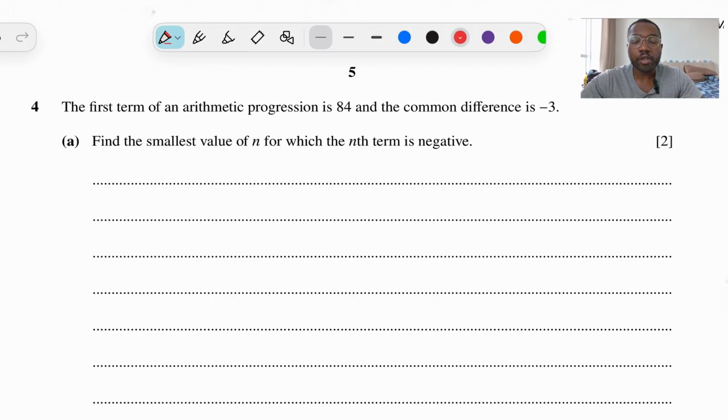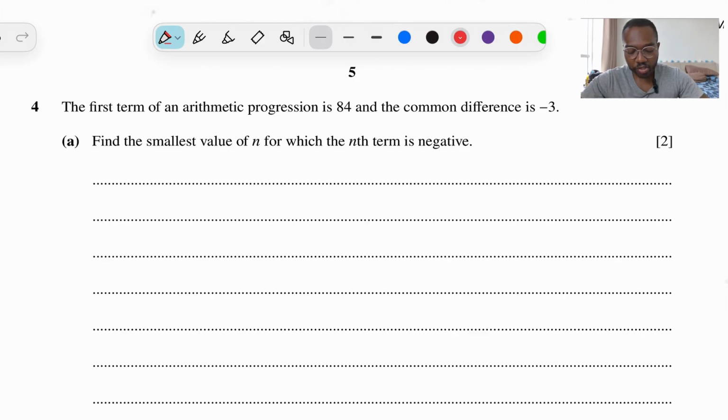But you'd be wrong. Because be careful, remember, the first term in this is 84. So it wouldn't just be 28. The 29th term would actually be 0. Therefore, the 30th term would be the first negative term. But this is why I think even with these questions, even though it seems fairly simple, still write out the equation of an arithmetic sequence first, and then from there, it will always just be easier for you.